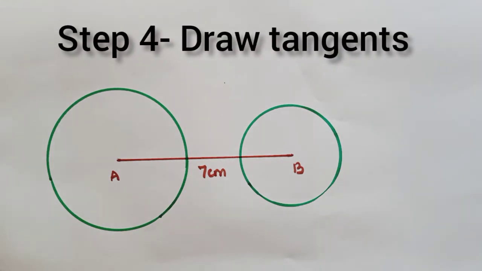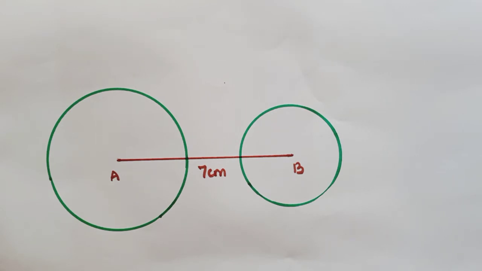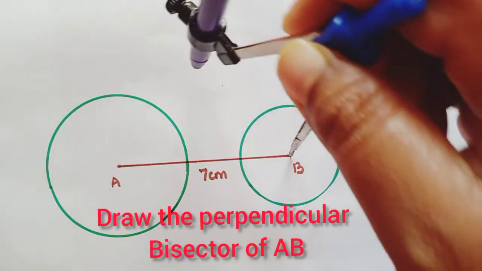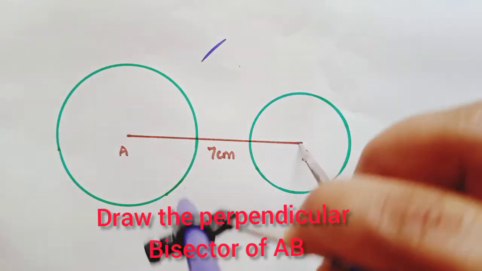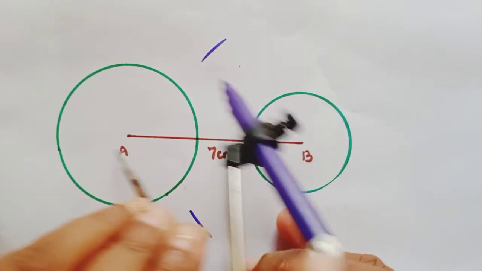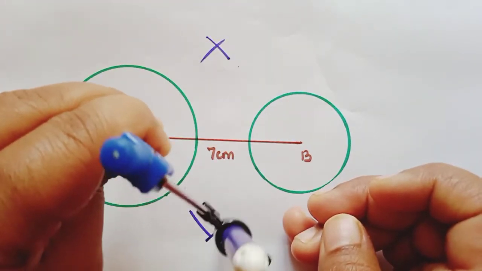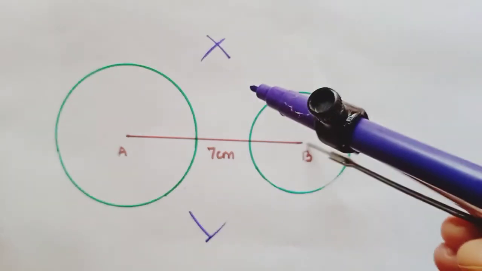For constructing the tangent, now you need the midpoint of this line. So now you have drawn a line AB. So now you have to draw the midpoint. So to draw the midpoint, you have to draw the perpendicular bisector. Perpendicular bisector, take more than half of AB. Draw an arc above and below line AB. Here and here. If they are not joining, please extend it.